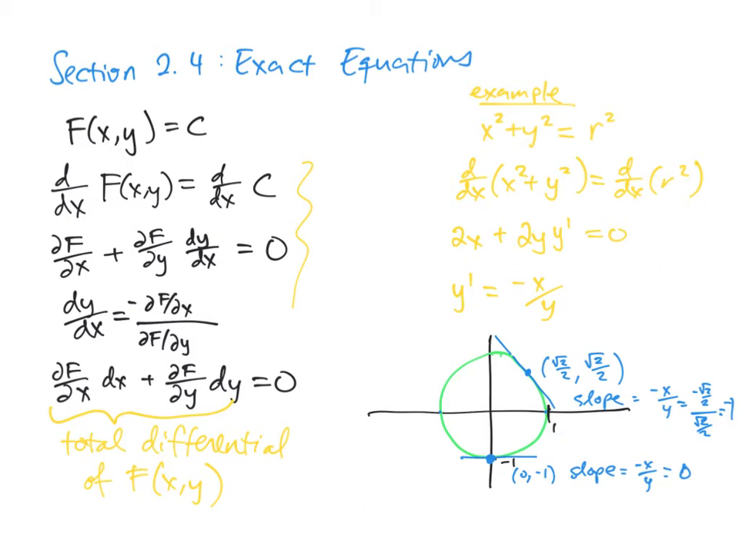So another way to say that is if we have a differential equation that looks like this over here, where the left-hand side is the total differential of some function big F, then we know how to solve it, because we can just work backwards and our solution will be given implicitly by this equation F of x, y equals c, and then maybe we could solve for y in there.